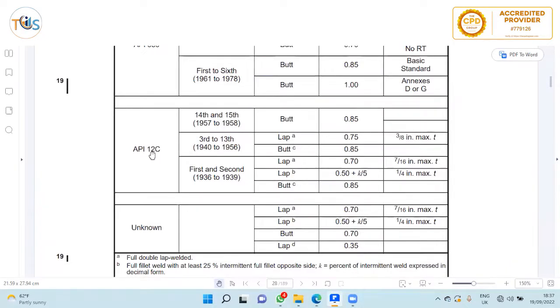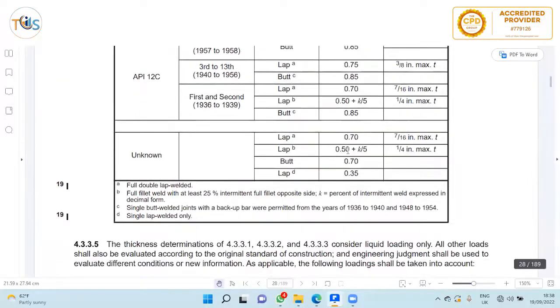Okay, so if it's built according to API 12C from 1957 to 1958, if it's a butt weld, straight away 0.85. If it's an older one, 1940 to 1956, then it's 0.75. As you can see, the older tanks get a lower joint efficiency here. And if it is unknown, then 0.7 straight away.